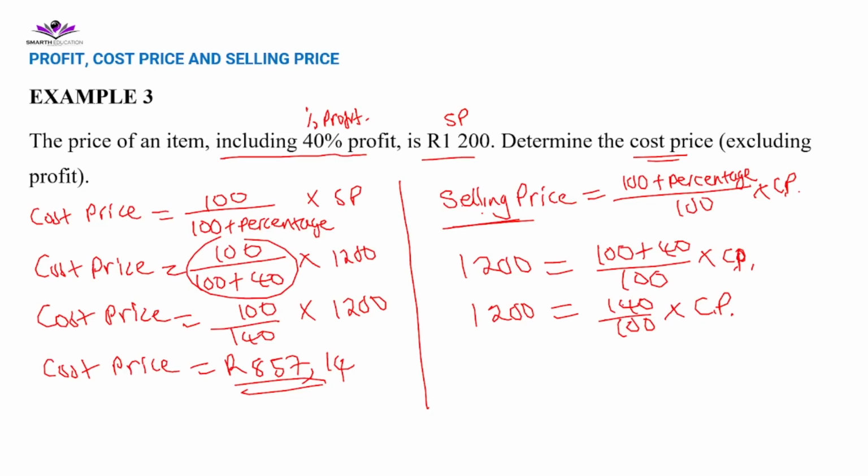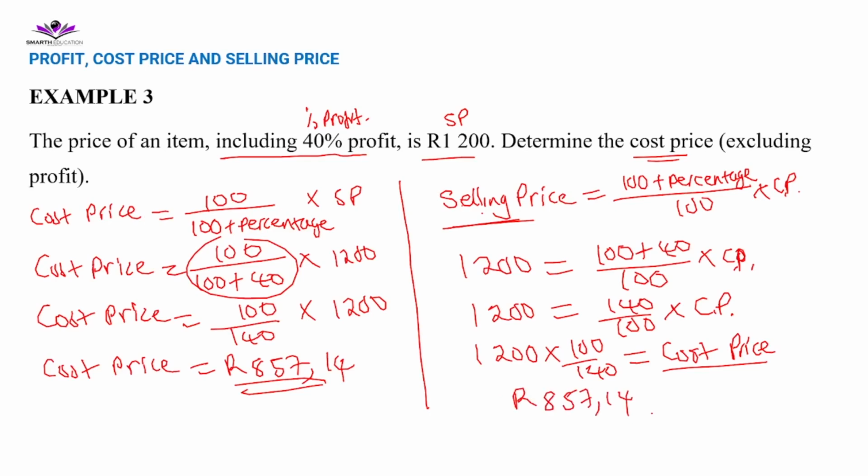So we have to divide by 140 over 100 on both sides of the equation. So when you're dividing by 140 over 100 is like multiplying by 100 over 140. Remember, if you're dividing with a fraction, you have to invert and then you times. So it's going to be 1,200 times 100 over 140. Then that gives us the cost price. You're getting the same amount, 857 rand and 14 cents.